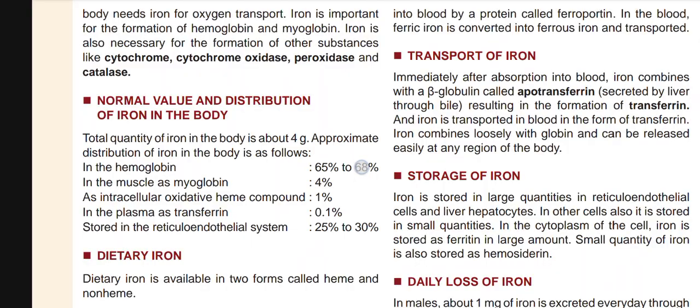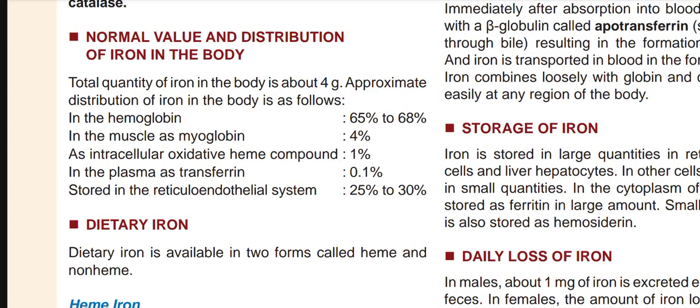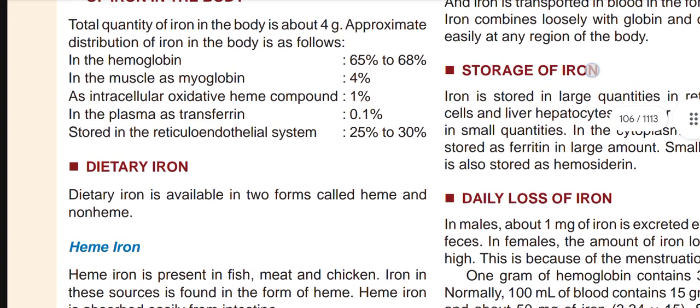Now we will start the normal value and distribution of iron in the body. Total quantity of iron in the body is about 4 gram. The approximate distribution of iron in the body is as follows. In the hemoglobin it is 65 to 68%, in the muscle as myoglobin it is 4%, as intracellular oxidative heme compound it is 1%, in the plasma as transferrin it is 0.1%, and stored in the reticuloendothelial system it is 25 to 30%.